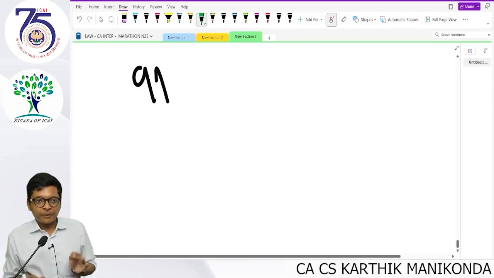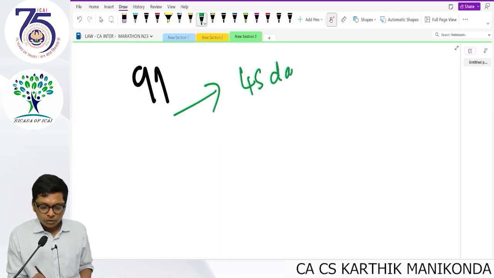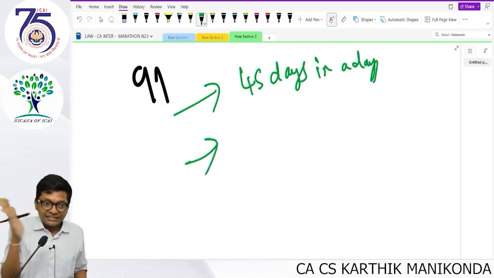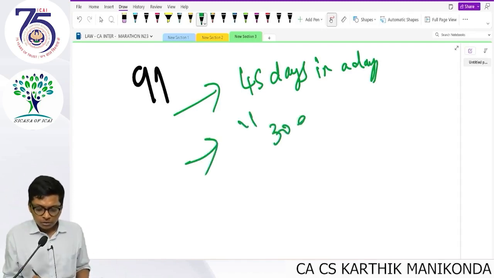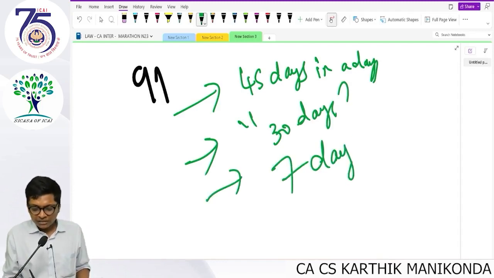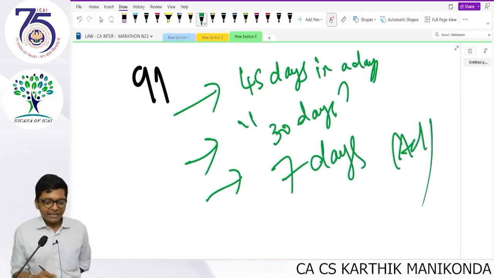Now quickly, 91. Closing of register of members. Simple. I can close maximum for 45 days in a year. Closing means I won't update, but maximum in one stretch 30 days. Before you close, you have to give a 7 days notice, advertisement basically. So simple, 91 is over.